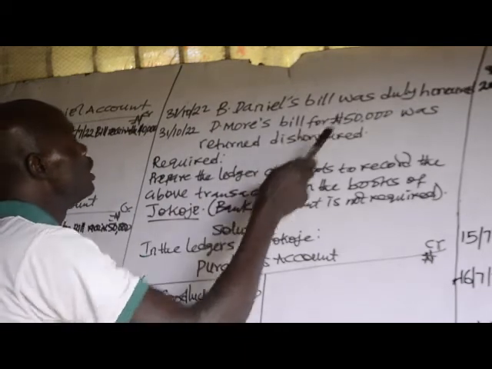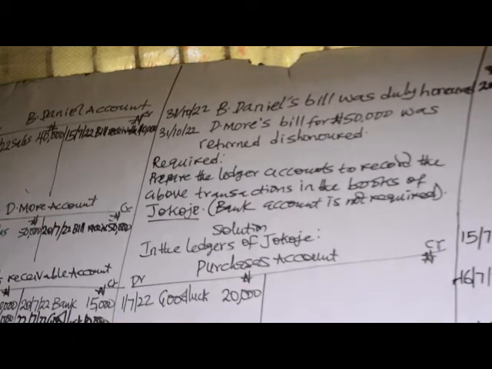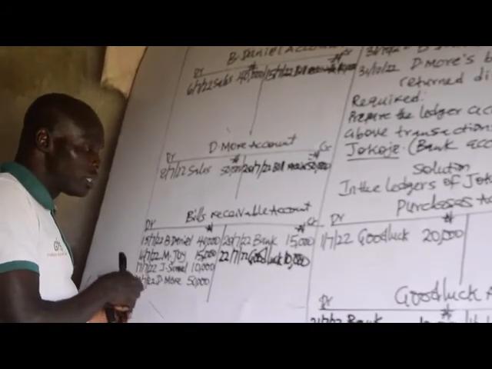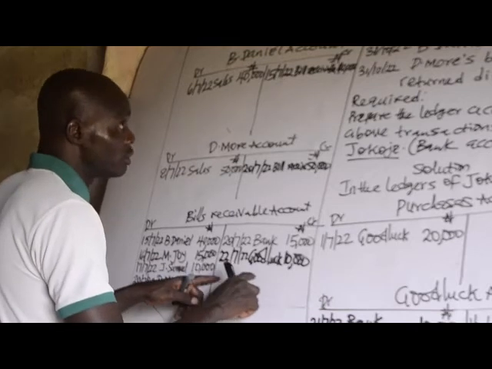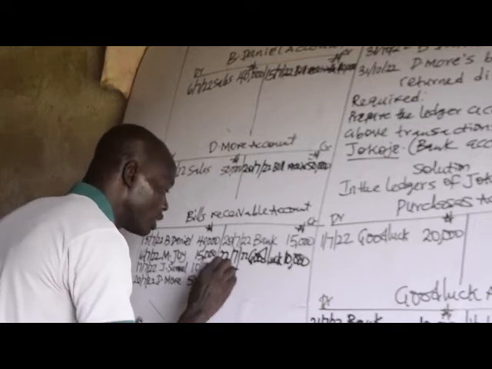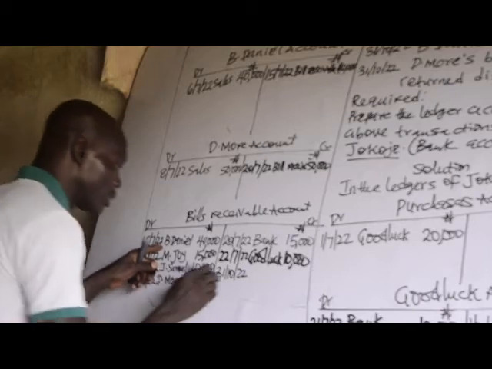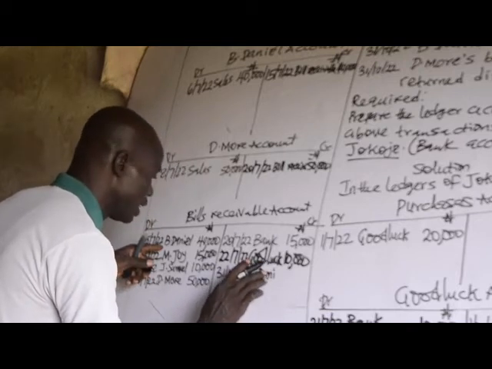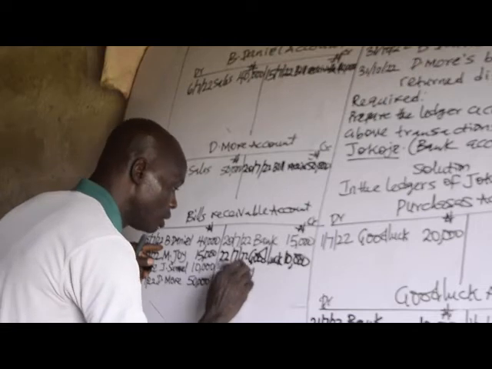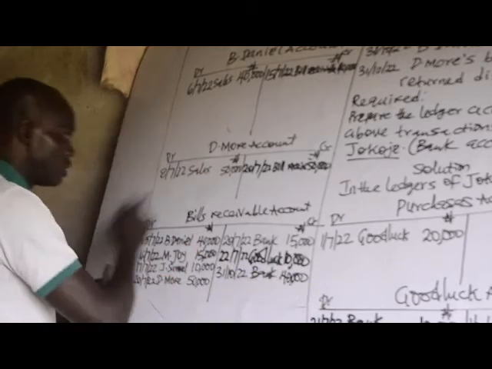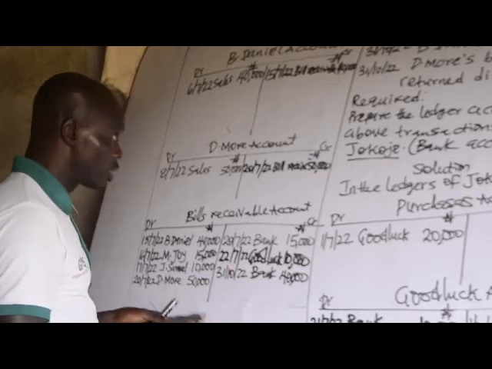On the 31st of October 2022, B. Daniel's B. was duly honored. So it was paid on maturity. When this B is paid, Dokoje will receive the money through his bank account. That means you debit bank and you credit this receivables account. The amount is 40,000. Bank account is not required.